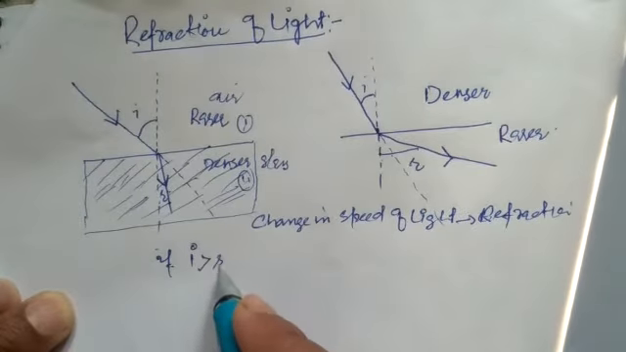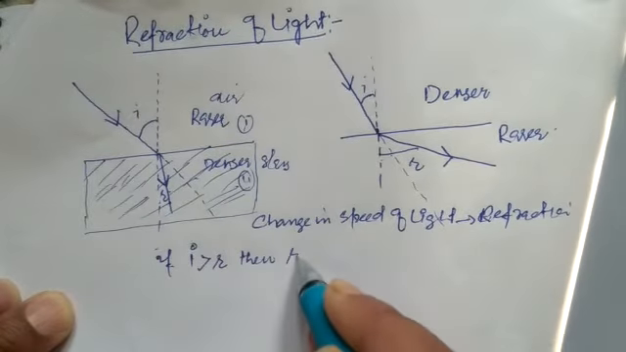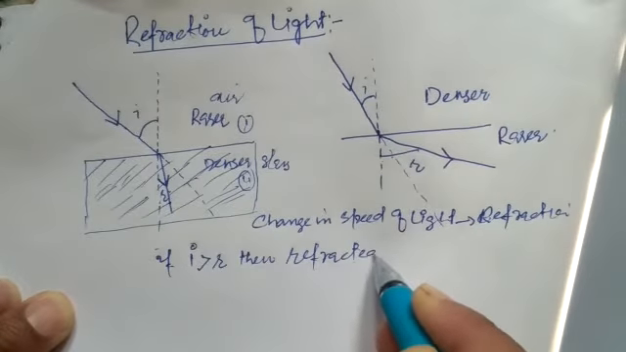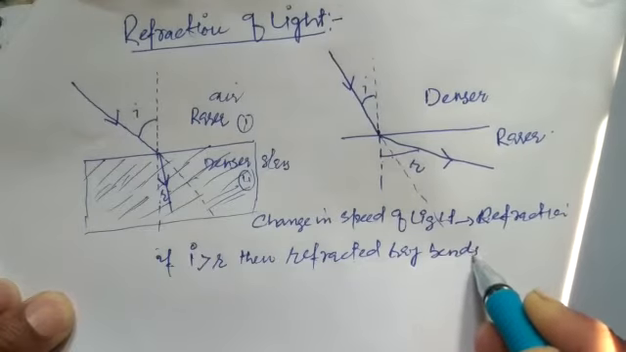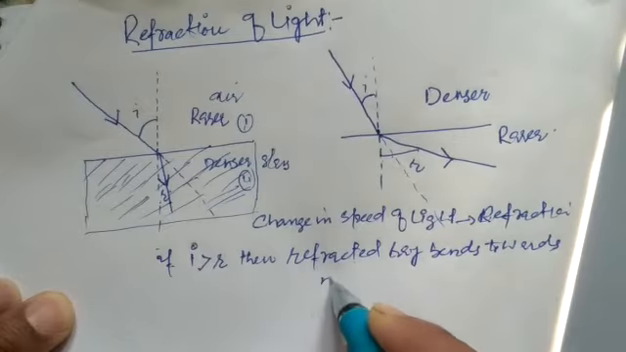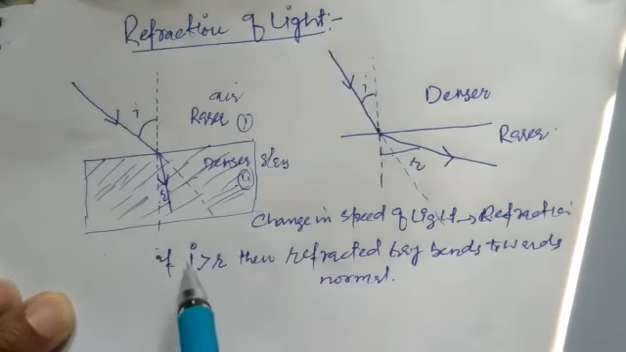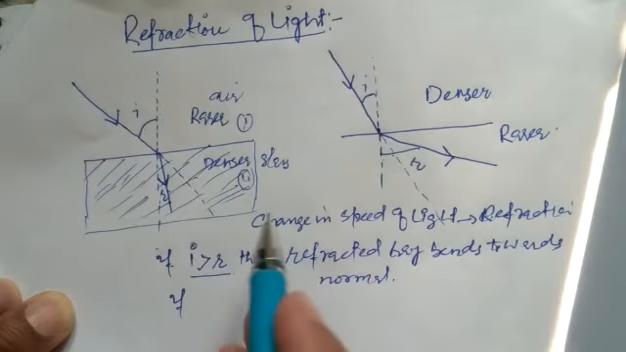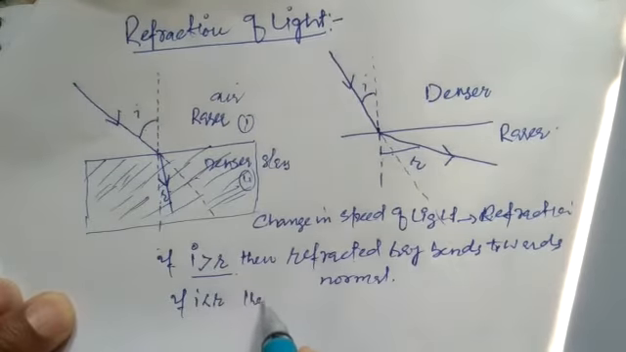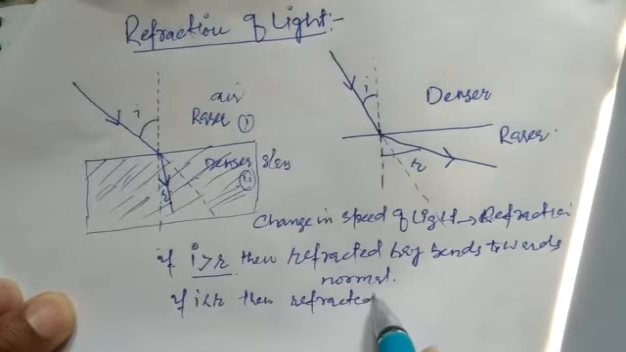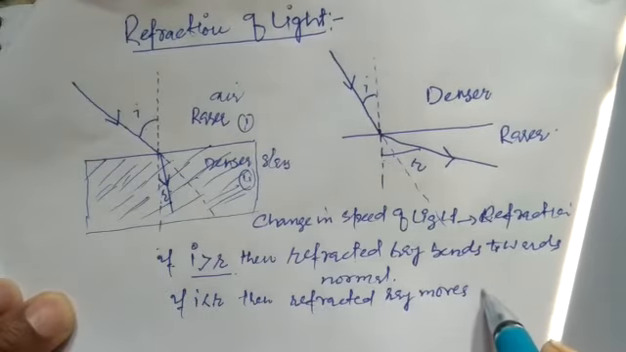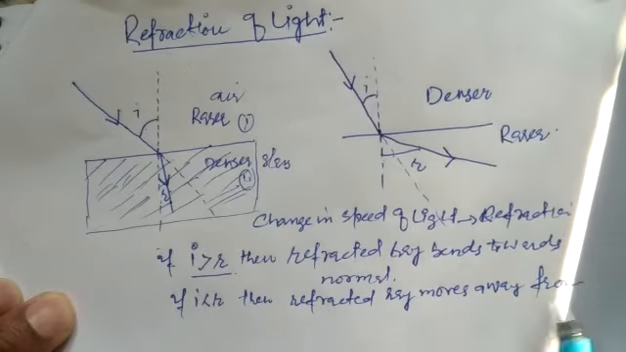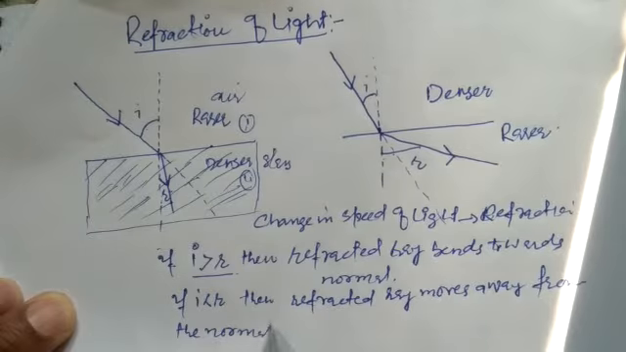If I is greater than R, then the refracted ray bends towards the normal. If refraction takes place and I is greater than R, then the refracted ray bends towards the normal. Whenever I is greater than R, the ray is going from optically rarer to optically denser. If I is less than R, then the refracted ray moves away from the normal, as in this case.